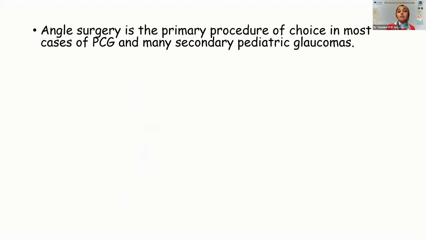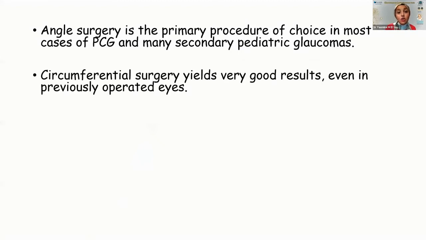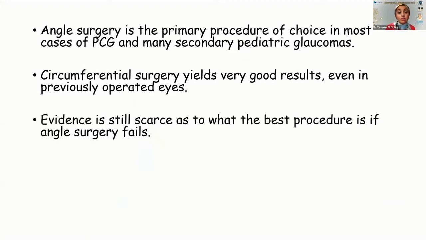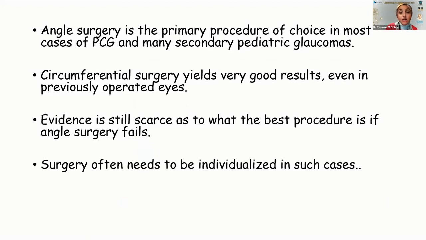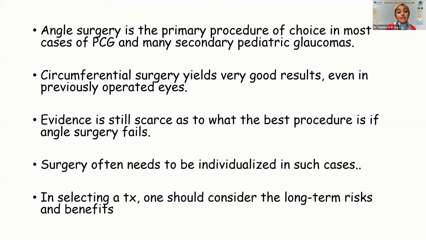So to conclude, angle surgery is the procedure of choice as a primary procedure in both primary congenital glaucoma and most of the secondary pediatric glaucomas. A circumferential surgery yields very good results, even if your patient already had a previous trab or a tube or a cyclodestructive procedure. Once angle surgery fails, the evidence is still scarce as to what's the next best procedure, and you often need to individualize treatment. But in selecting treatment for these patients, one needs to remember and consider the lifelong risks and benefits of whatever surgery we're choosing for these children. Thank you.